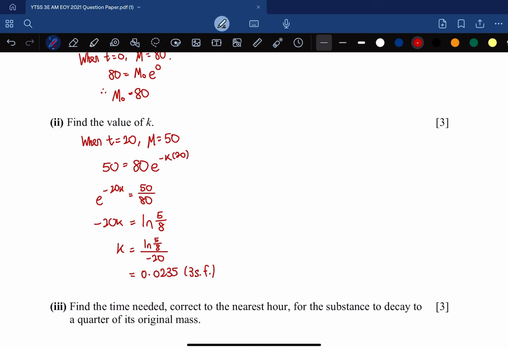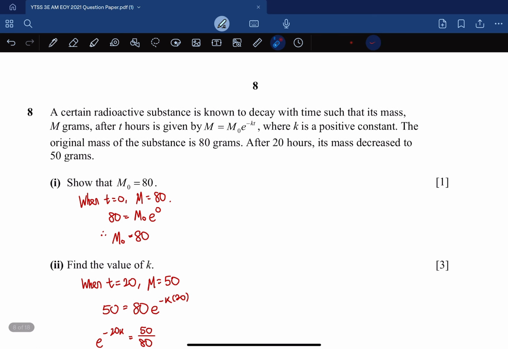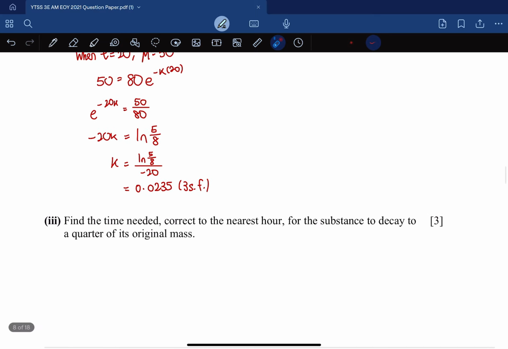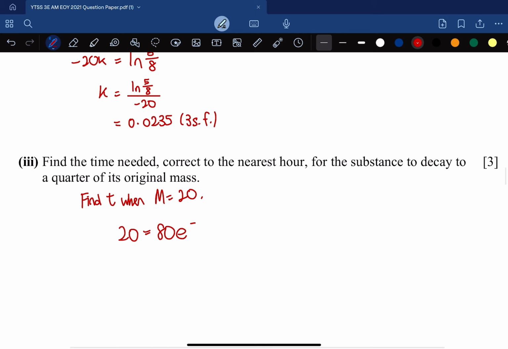Then the next part, find the time needed, correct to the nearest hour, for the substance to decay to a quarter of its original mass. So the original mass is 80. A quarter of the original mass is one quarter times 80, which is 20. So they are saying, find t when M is now equal to 20. If I sub this into the equation, 20 equals 80 e power negative k, and we know that k is ln of 5 over 8 over negative 20, then this whole thing times t.